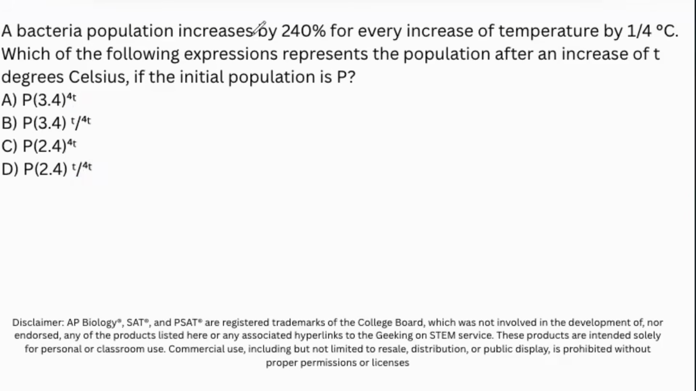Okay, let's try to tackle this problem together. They let you know that there's a percentage increase of 240%. So that's the increase. And this is for every increase in temperature of 1 over 4 degrees Celsius. They want to know the initial population of P. Noting that we have a 240% increase, the original amount is going to be 100%, because we're starting out at that original amount, and then we went ahead and increased by 240%.